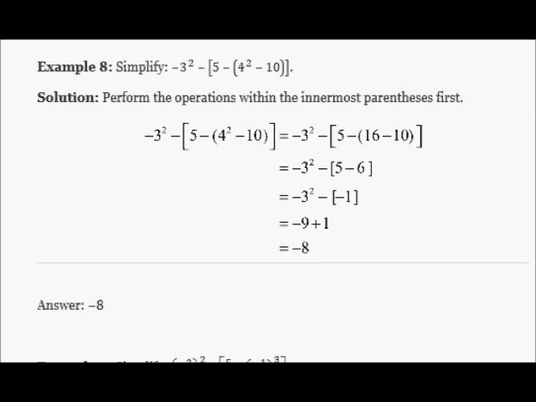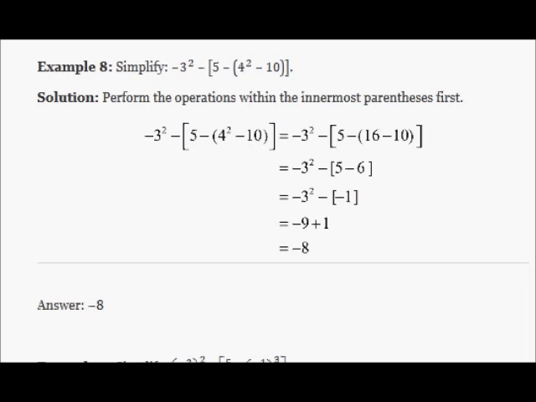Here we've got exponent, subtraction, bracket, subtraction, parentheses, exponent, subtraction, parentheses, bracket. Okay, so we're going to go inside out on the parentheses. The innermost parentheses has 4 squared minus 10. That's exponent and then subtraction. So 4 squared is the exponent. We're going to do exponent first. 4 squared is 16. 16 minus 10 is 6. That's everything inside the parentheses.